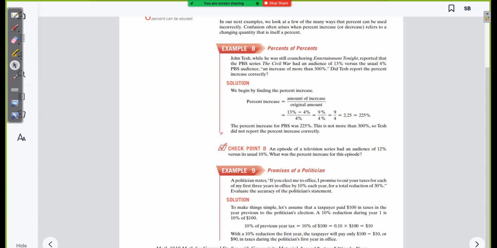And then last but certainly not least, my least favorite topic of all time is politics. And luckily, it's in my textbook now. So, a politician states that if you elect me to office, I promise to cut your taxes for each of my first 3 years in office by 10% each year, for a total reduction of 30%. Evaluate the accuracy of the politician's statement.